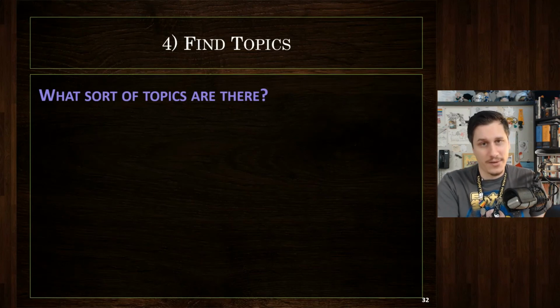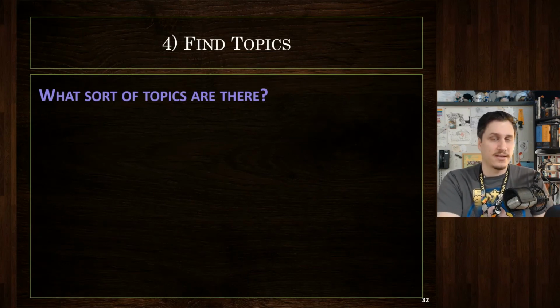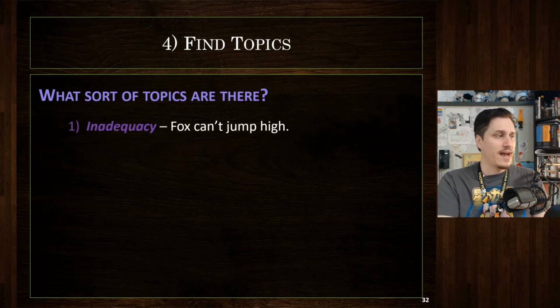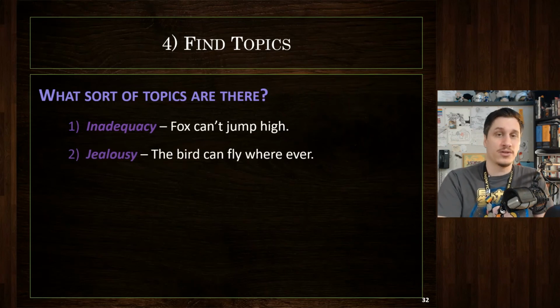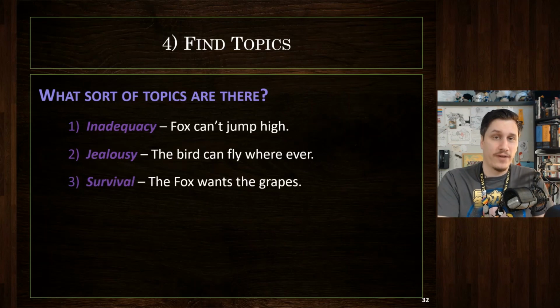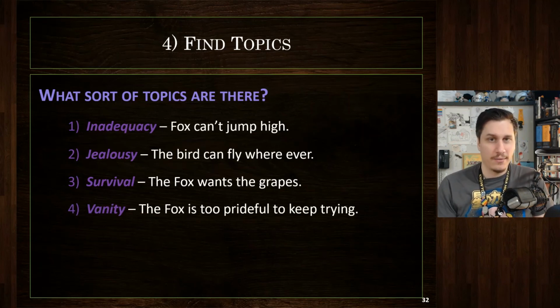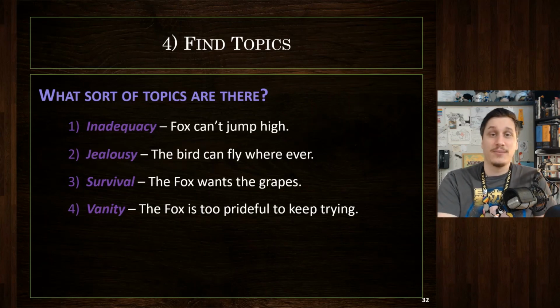Okay. Now we need to find the topics. There are a lot of topics you could pull out of this story. But because this is a children's story and it's trying to be simple and all that, these are the ones that I just came up with on my own, okay? So I have inadequacy. The fox is literally inadequate. He cannot do the task. Okay? He can't jump high enough. There is jealousy. The fox is jealous he can't fly. There is survival, because the fox needs those grapes. Okay? There's also vanity, and if you don't know what vanity means, it means you have too much pride in yourself. So the fox is too prideful to keep going.